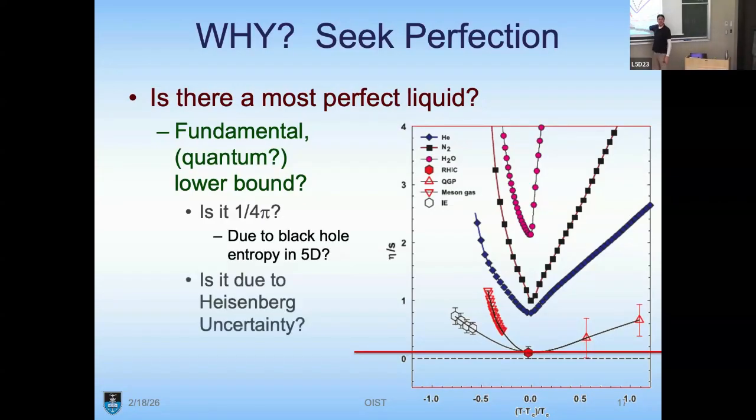You might also think that just Heisenberg uncertainty from quantum mechanics places a certain restriction on how perfect you can be. This is the inherent fuzziness of the natural world.